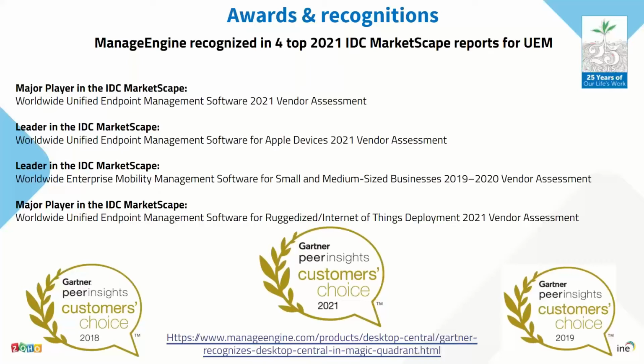So we've been recognized in 2018, 2019, and 2021 as well. In 2020, there was a slight difference in the criteria that they gave for unified endpoint management. That's why it's not there. However, we've been consistent in the area of unified endpoint management for 2018, 2019, and 2021 as well. We are also recognized in the top 4 of the 2021 IDC MarketScape reports as well.